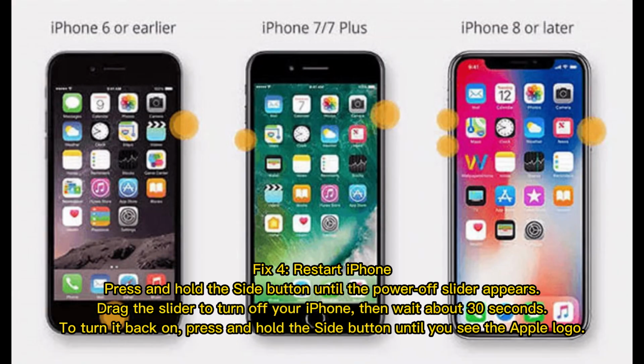Fix 4. Restart iPhone. Press and hold the side button until the power off slider appears. Drag the slider to turn off your iPhone. Then wait about 30 seconds. To turn it back on, press and hold the side button until you see the Apple logo.